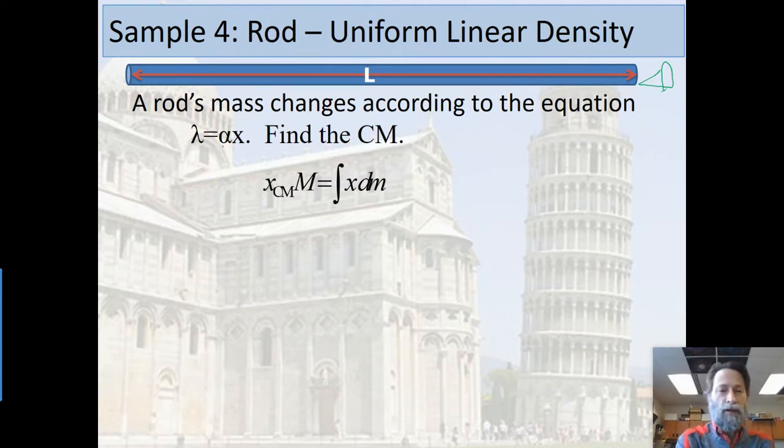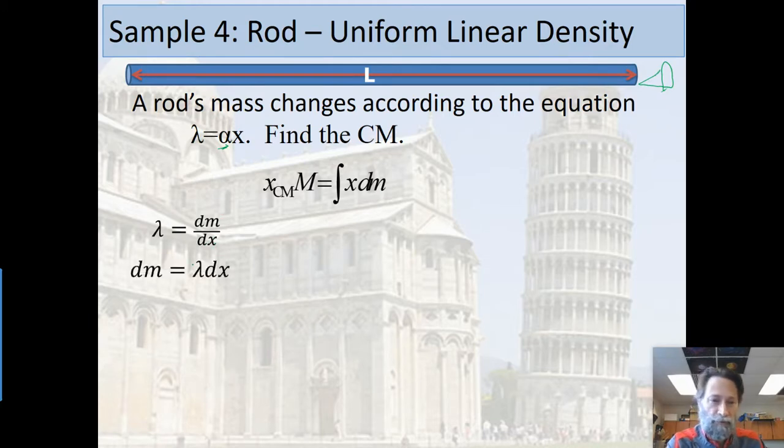So this is some constant alpha. Maybe it's like a 4 or a 2 or a 1, just some constant value. We're going to leave it as a variable. So remember that our center of mass times the total mass is equal to the integral of the x dm. We can say that lambda is dm over dx. That's our change in mass over our change in length. If I solve for dm, I'm going to get dm as lambda dx.